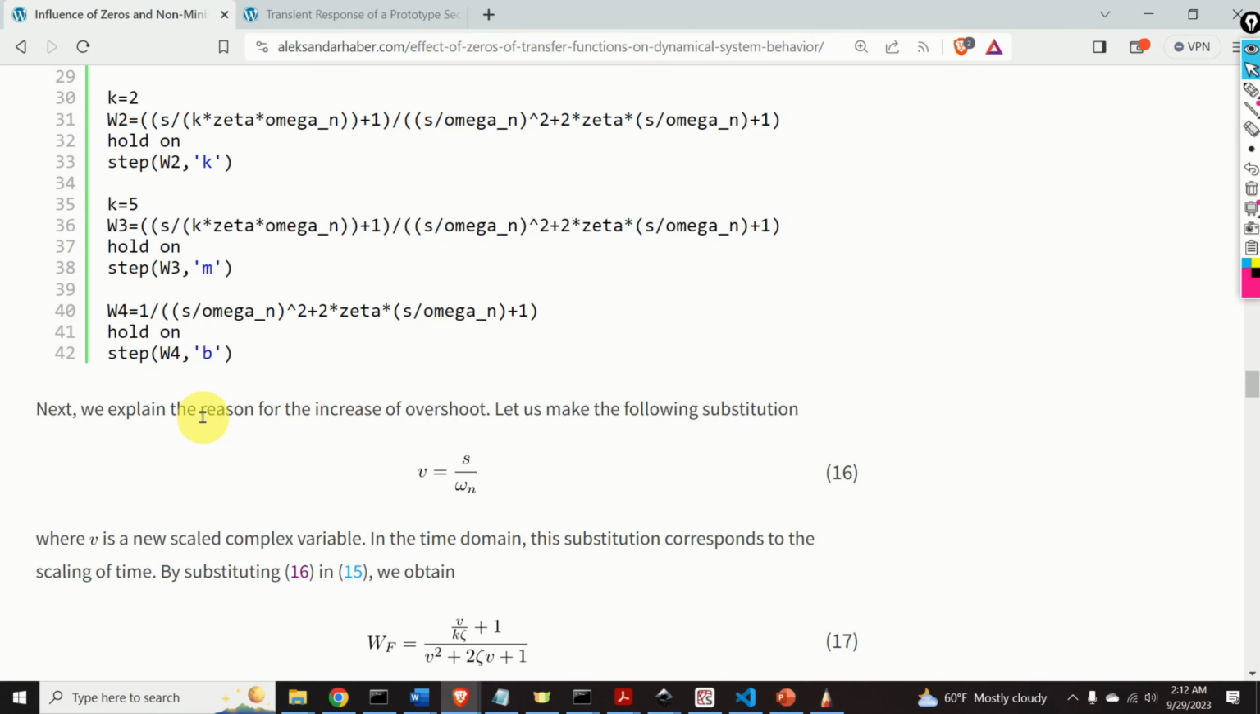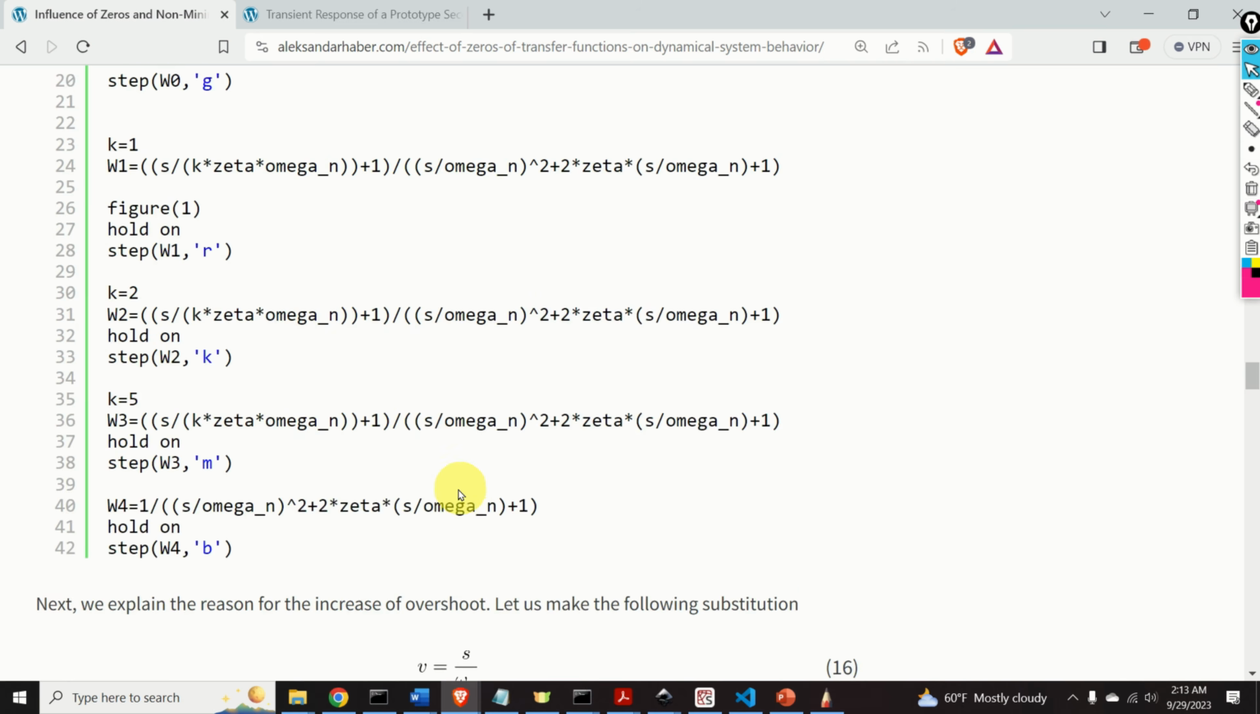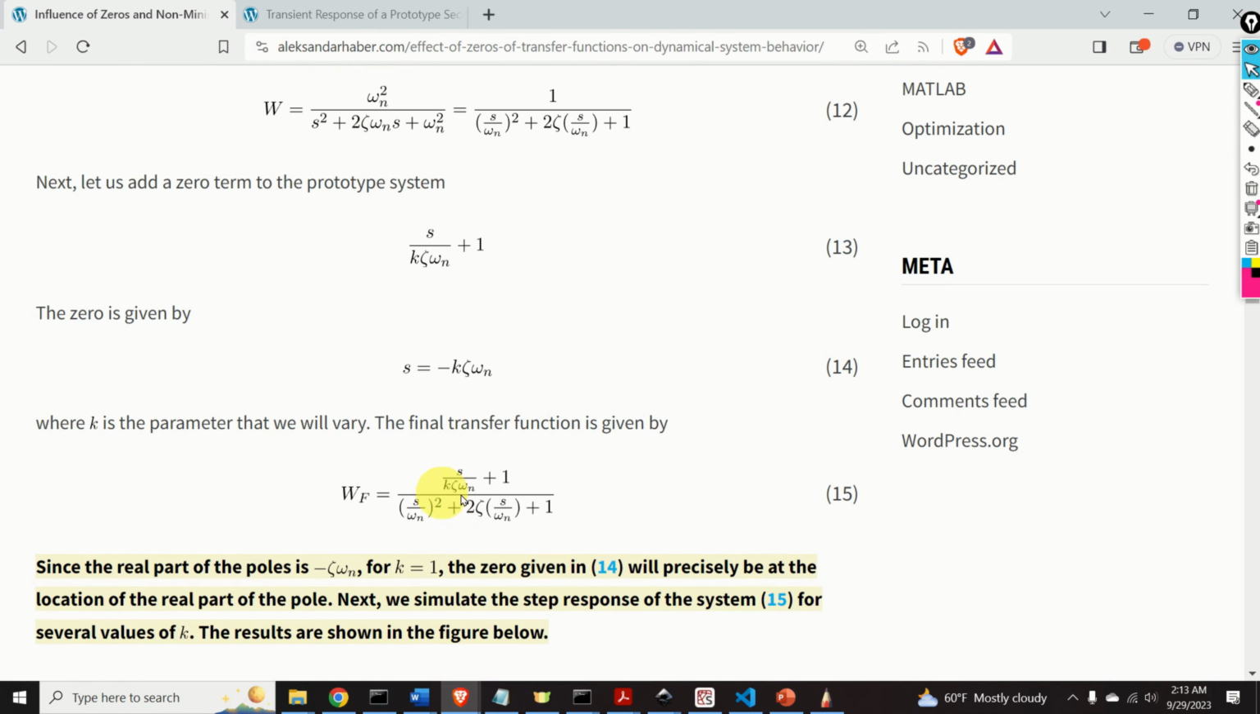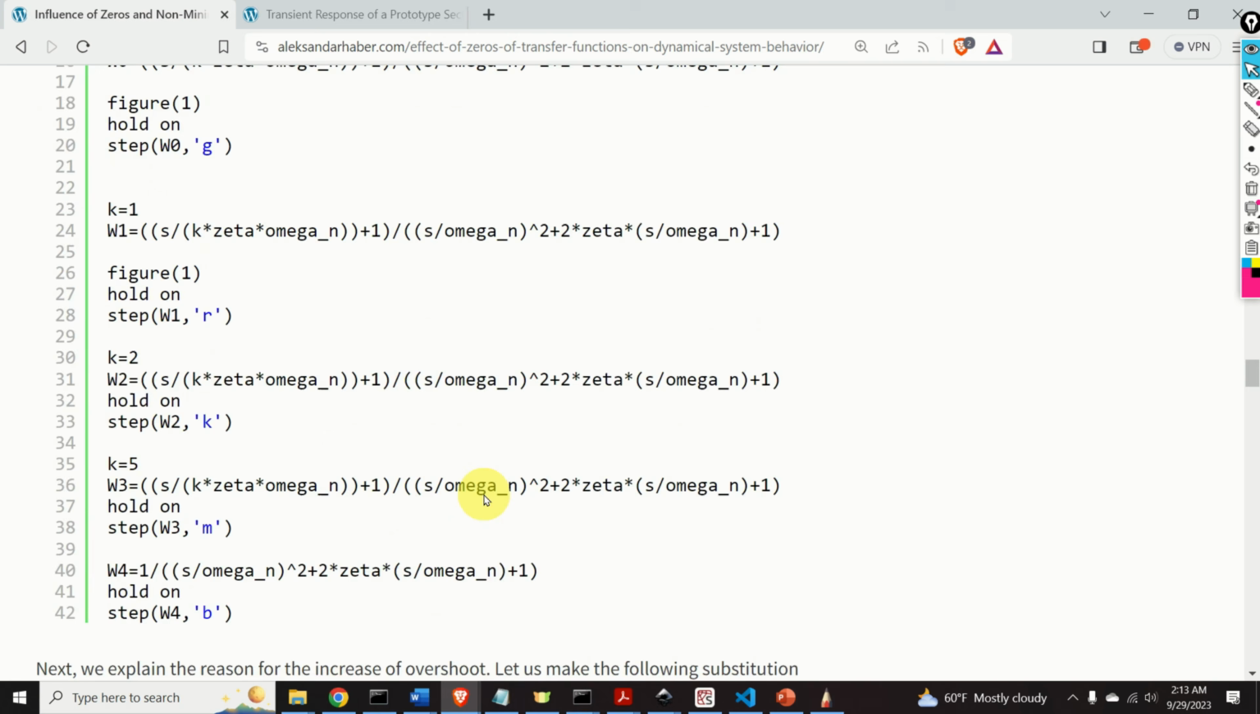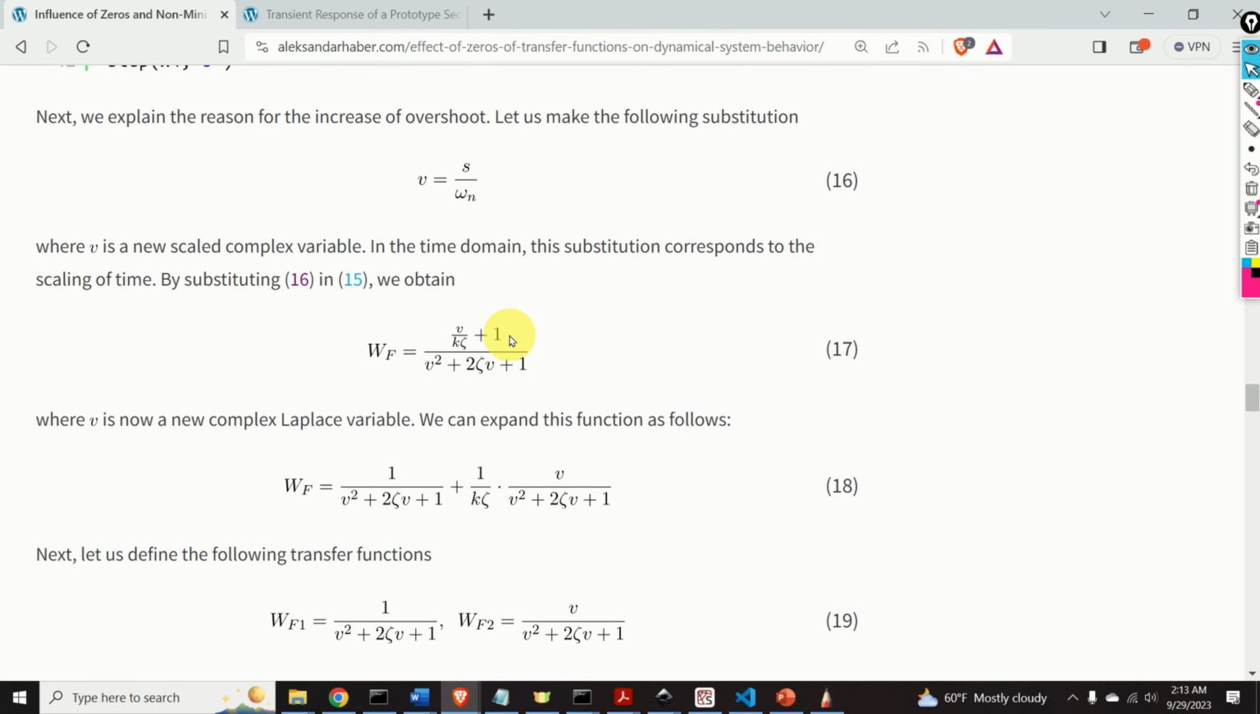Perfect. Next, we provide the mathematical explanation for the increase of the overshoot. First of all, let's make this substitution. We will define a new complex variable v that will be equal to s divided by omega n. And let's substitute this value in our transfer function given over here. As the result, we obtain a transformed transfer function given by equation 17, where v now is a new complex Laplace variable. We can expand this transfer function like this, the first part and the second part.